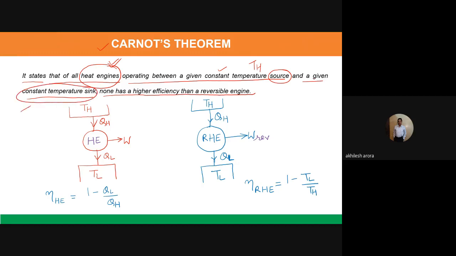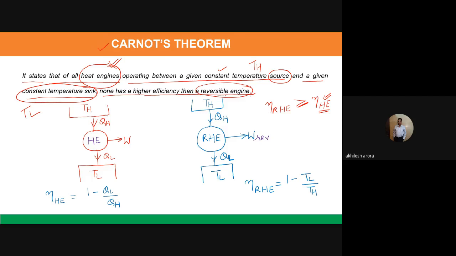So it is TL. None has a higher efficiency than a reversible heat engine. If you take any heat engine, its efficiency cannot be greater than the reversible heat engine. So basically, the efficiency of the reversible heat engine will always be greater than the efficiency of any other normal heat engine. At the most, the efficiency of a normal heat engine can be equal to the reversible heat engine, but it cannot be more than the reversible heat engine.